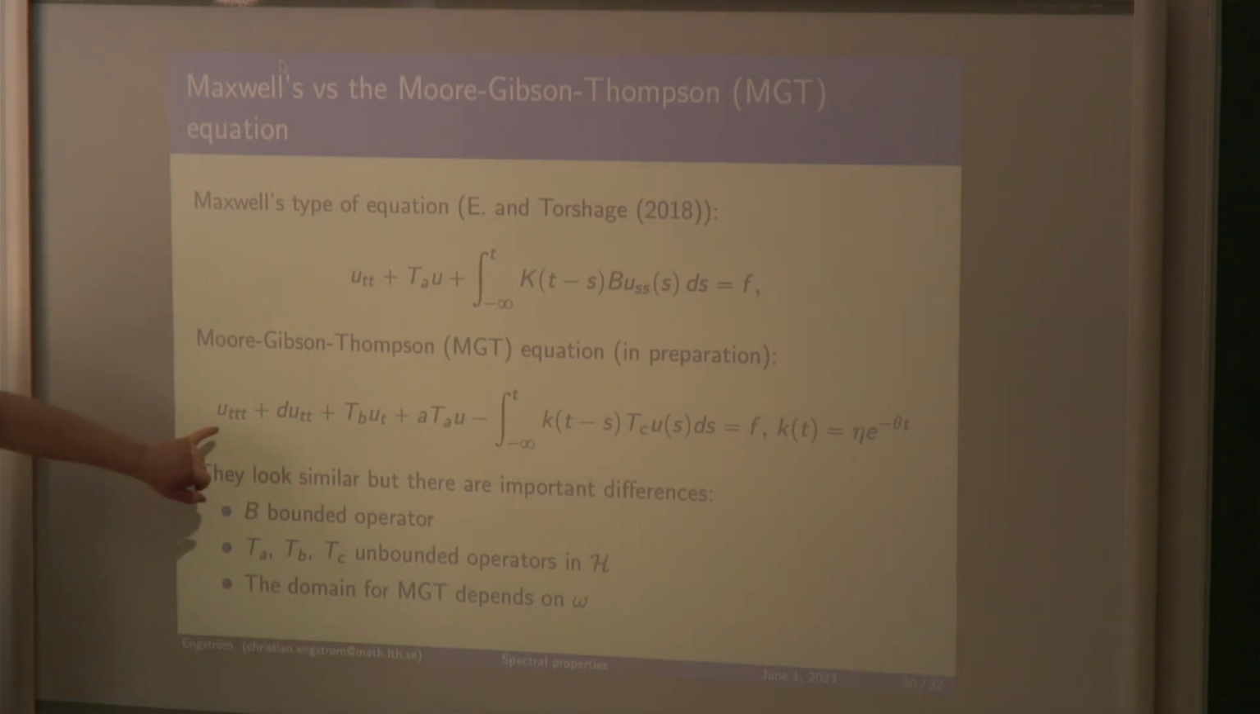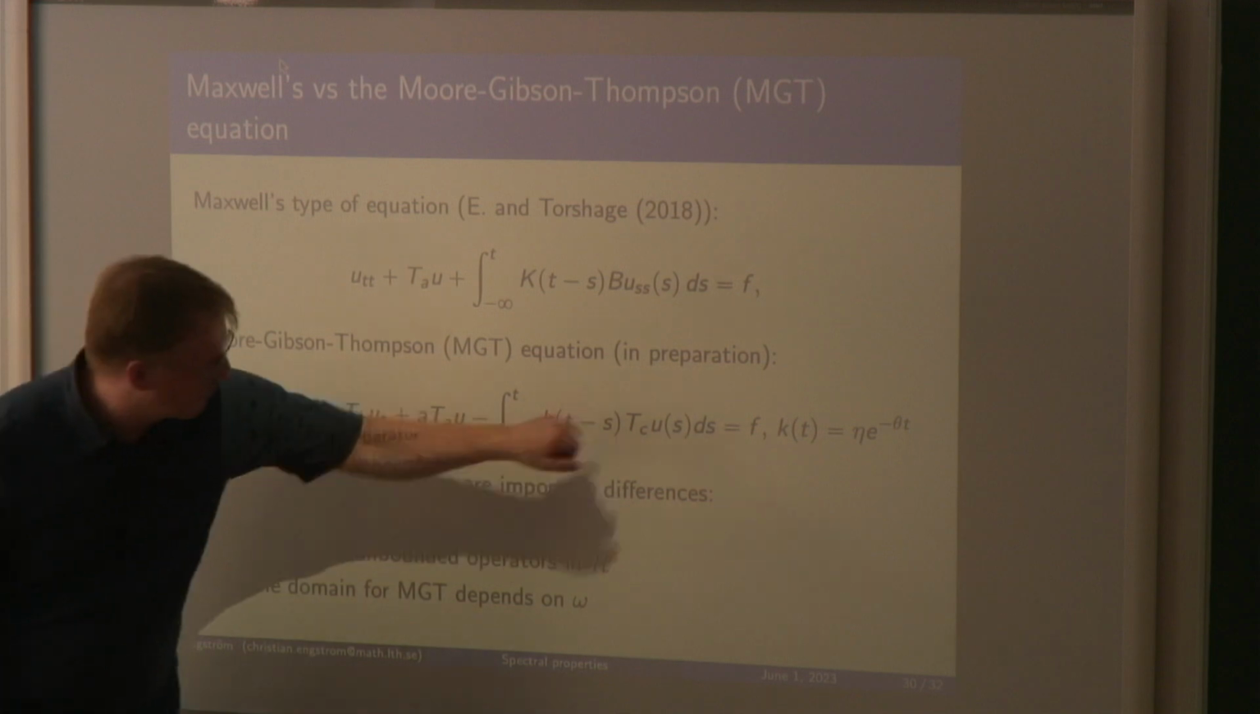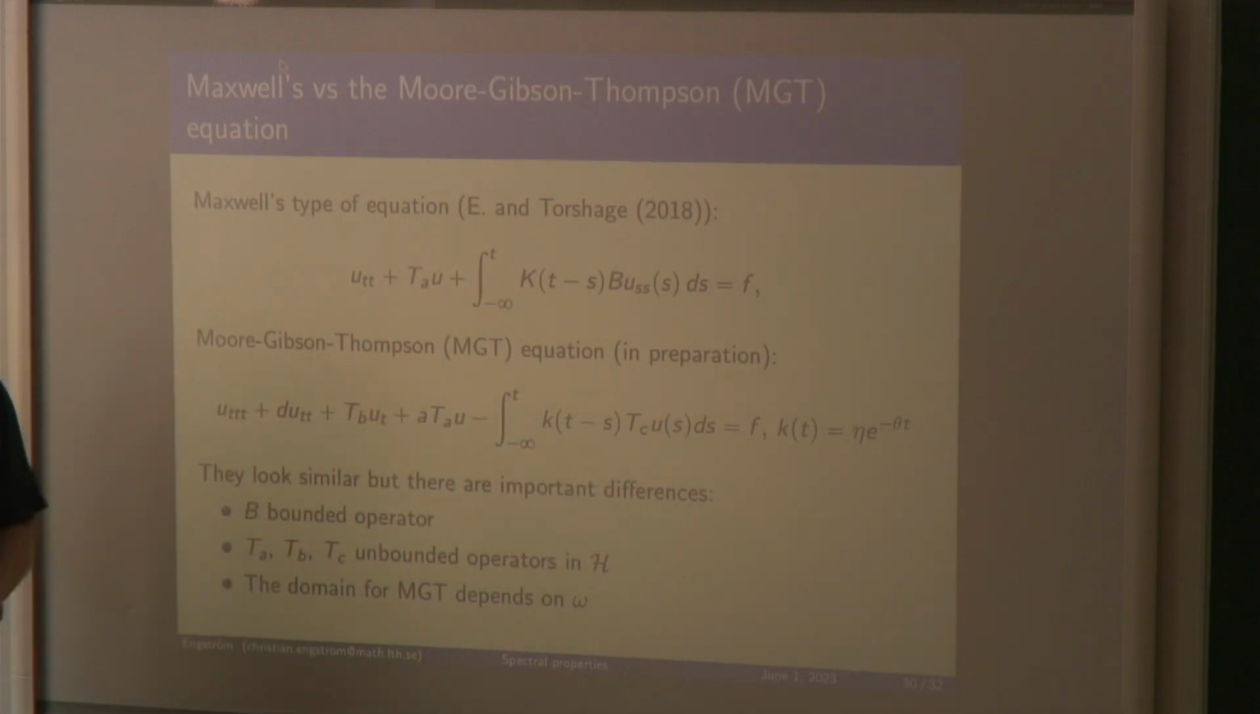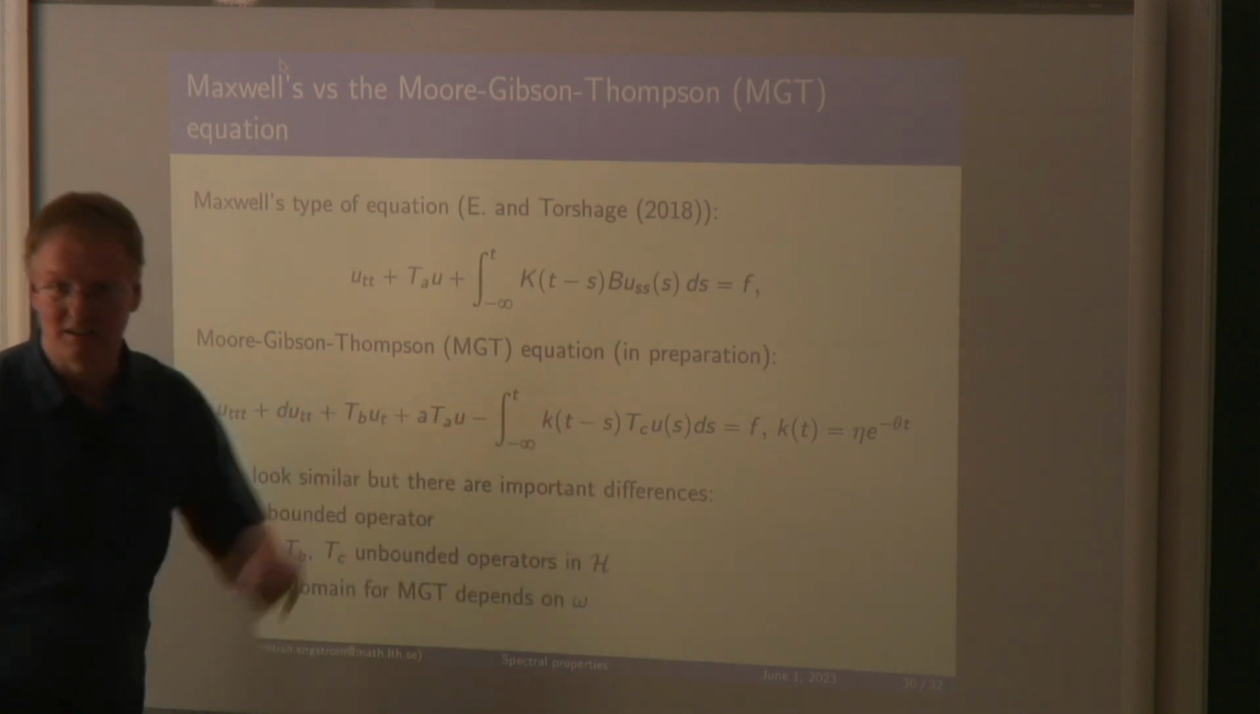You can see that we have 3 derivatives in time, 2 and 1, and no derivatives. And we have a memory term. And we have 3 different unbounded operators, TB, TA, and TC.